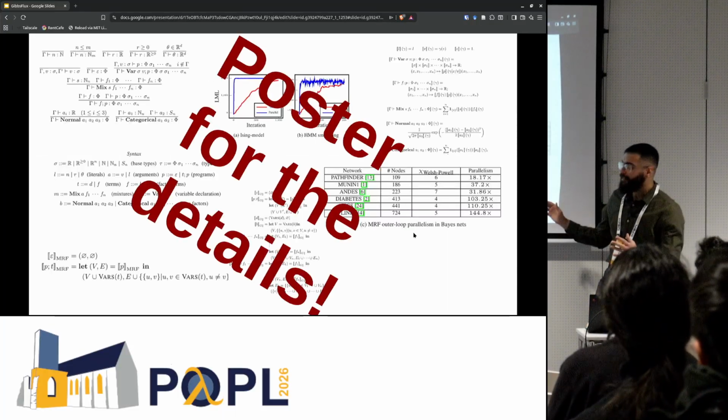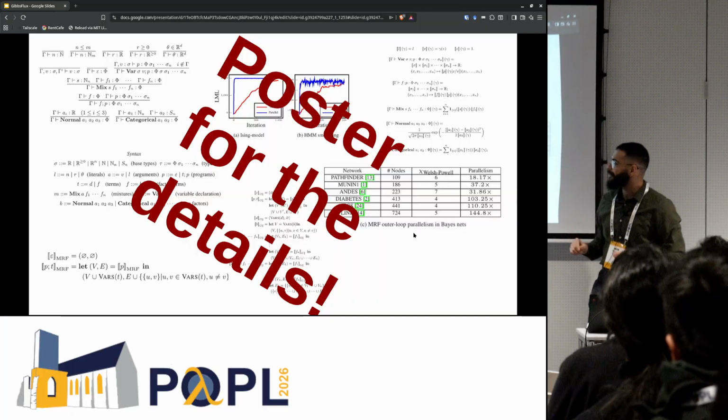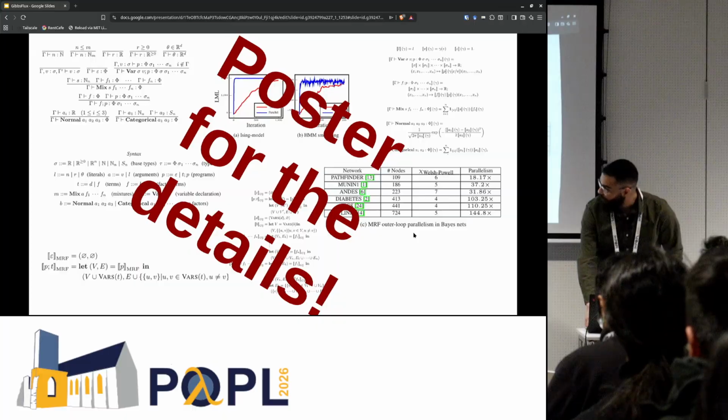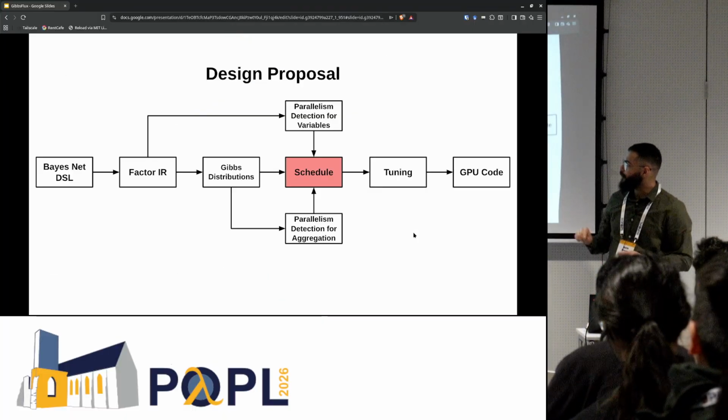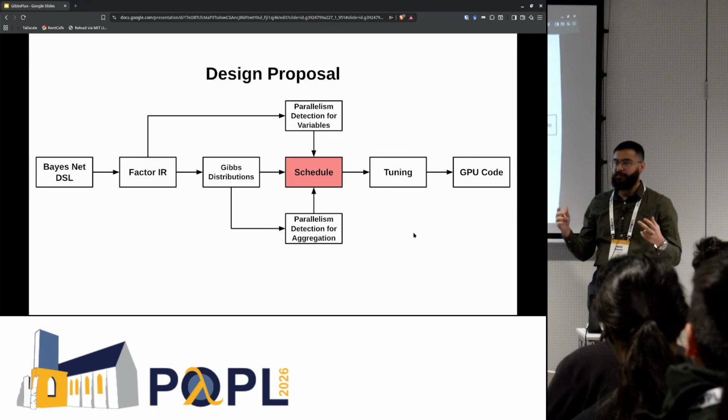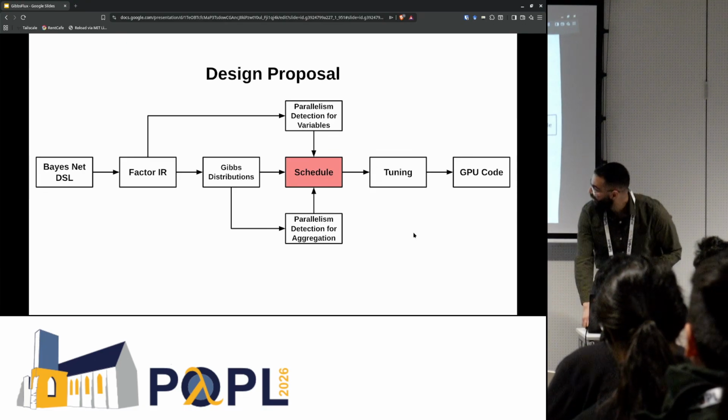And there's tons of details that go into this. I'm not going to go over the details. I'm going to do a shameless plug. Come to the poster and talk to me. I'd be excited to talk to you about it. The only thing I will briefly mention is the schedule object, partially because my review said that would be a good thing to talk about.